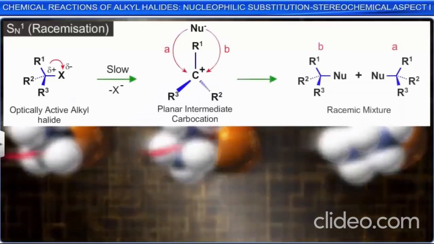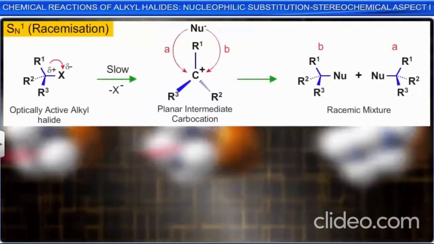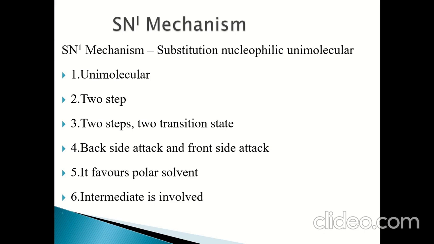You already know that an SN1 reaction proceeds with complete racemization. So SN1 is unimolecular, it has two steps, two transition states, backside attack and front side attack. It favors polar solvents. An intermediate is involved in the mechanism.